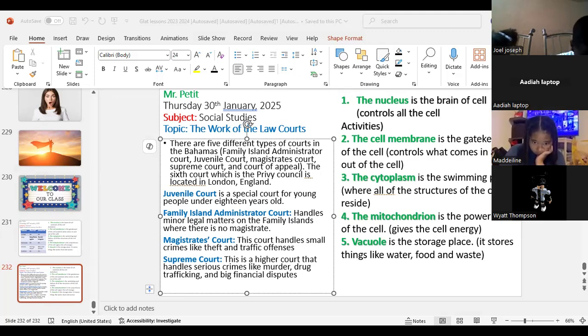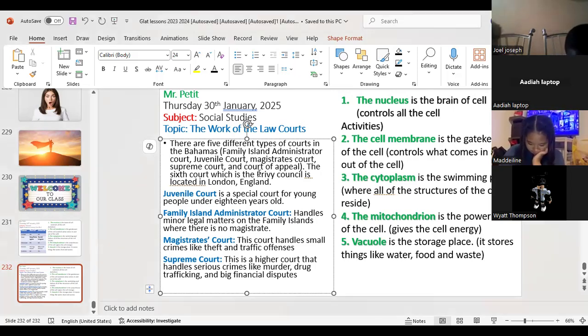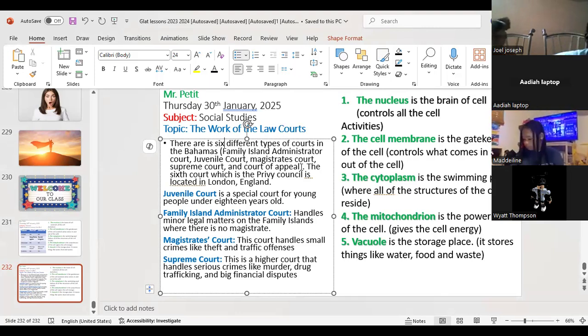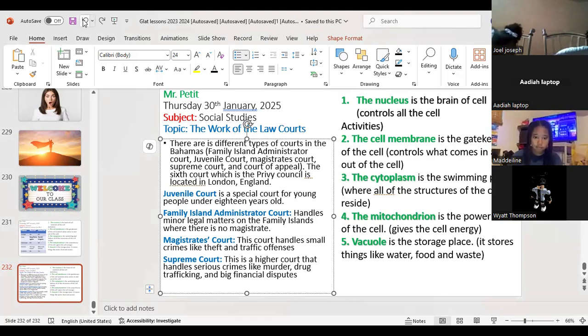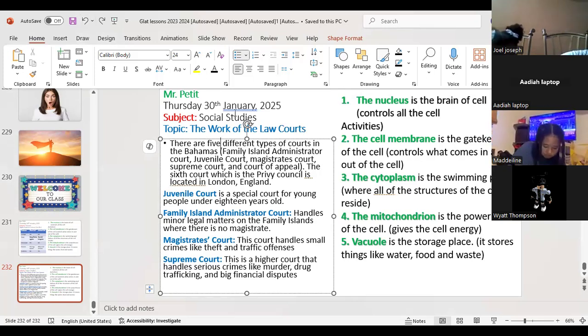I thought I didn't put the Court of Appeal. I was supposed to put the Court of Appeal in here. So it's actually five different types of courts. Okay, I did put it. So you have the Family Island Administrative Court, Juvenile, Magistrate, Supreme Court, and then Court of Appeal.